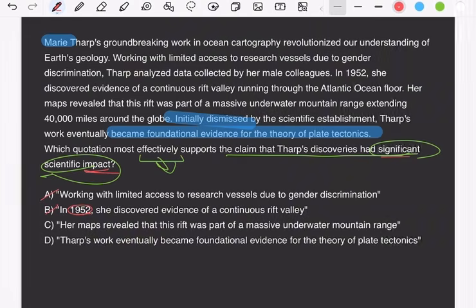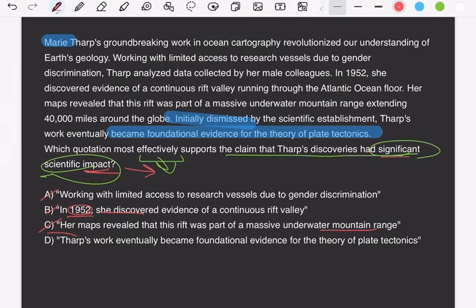And the next one is option C, which says her maps revealed that this rift was a part of a massive underwater mountain range. Now, this describes the finding, but it does not describe the impact again. Okay, so these are some key details that you want to point out in answers that might not be the correct one. Over here, we're talking about a specific significant date. Although we're talking about the finding and the discovery, this is just about how and when she discovered this. This is what she discovered, so we don't want that. We want, after discovering this, what was the impact that she created, right?